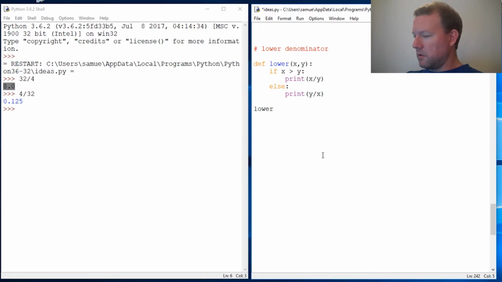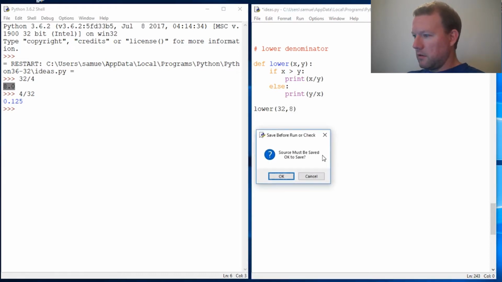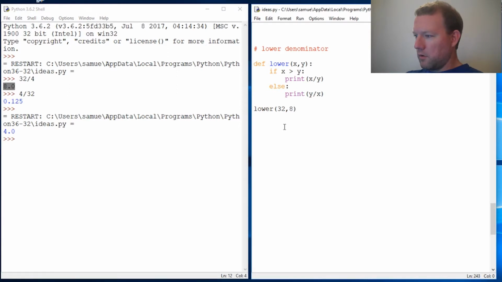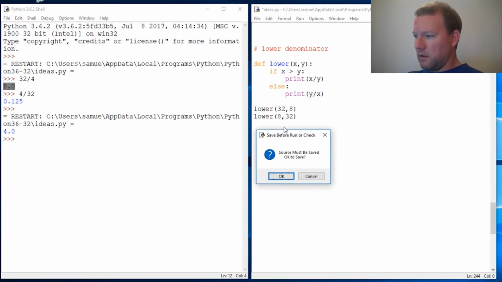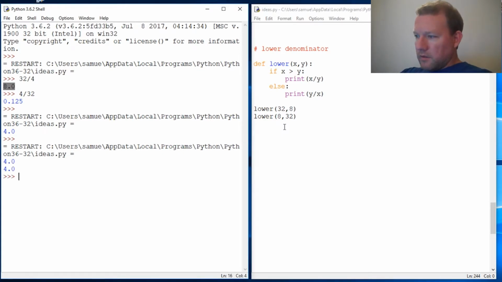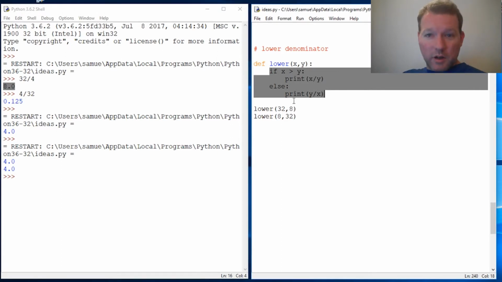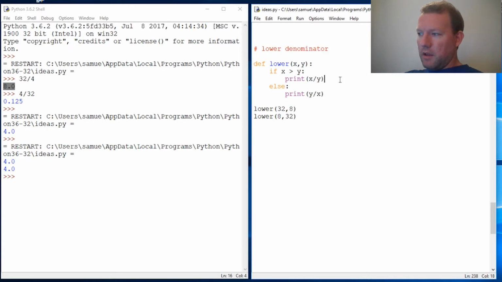We do lower 32 and 8. We run that, we get our 4, or we rotate this and go 8 and then 32. So we should get the same answer. Okay, well, if we start doing more complex, which actually we're going to do, the next video after this is going to be the lowest common denominator, and this is going to be important.